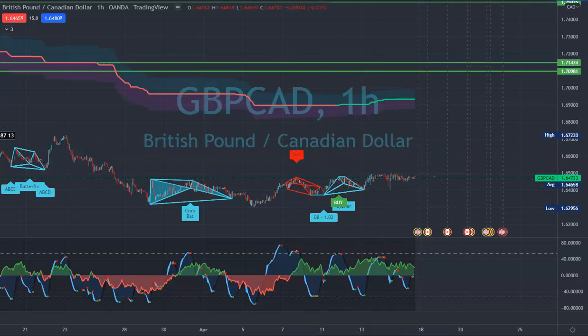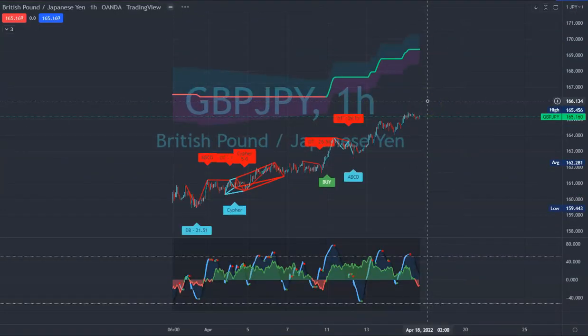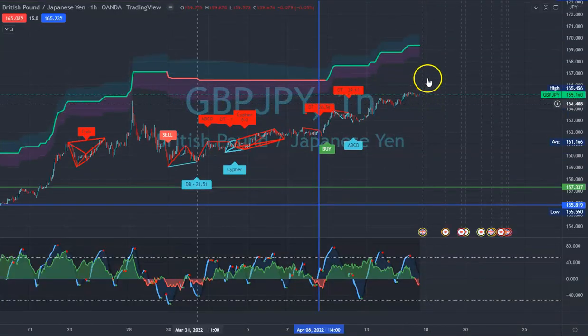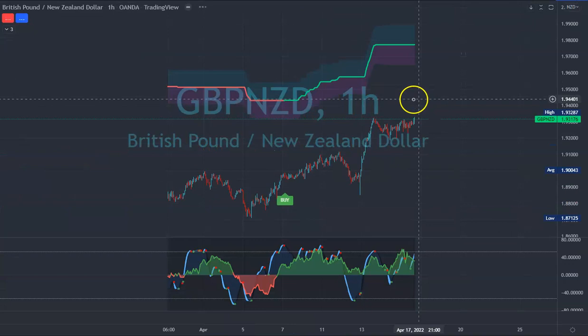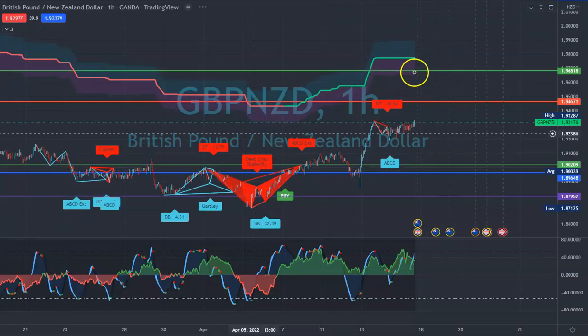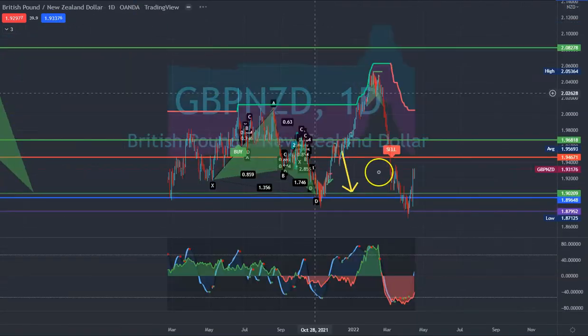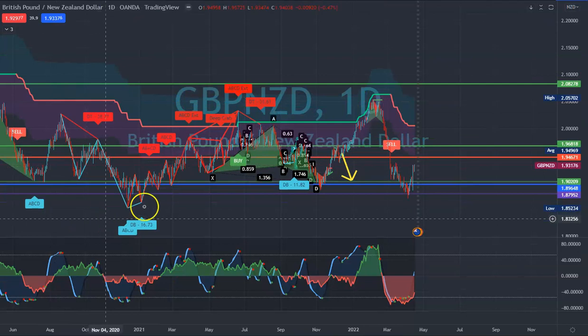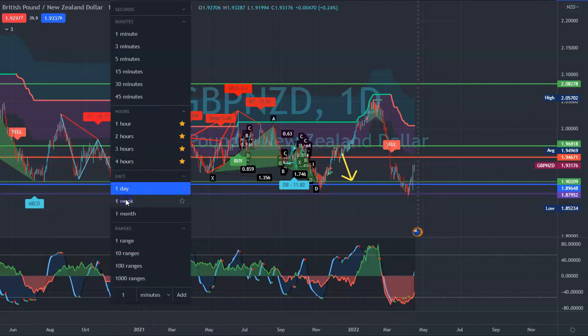GBP JPY, same situation with the yen. Blah blah blah, you've heard it all before. GBP NZD, see what's going on with that one. A turnaround happened back then, buying it just like it was buying a bunch of other stuff. Look at the daily. Double bottom. Let's see what the weekly looks like.